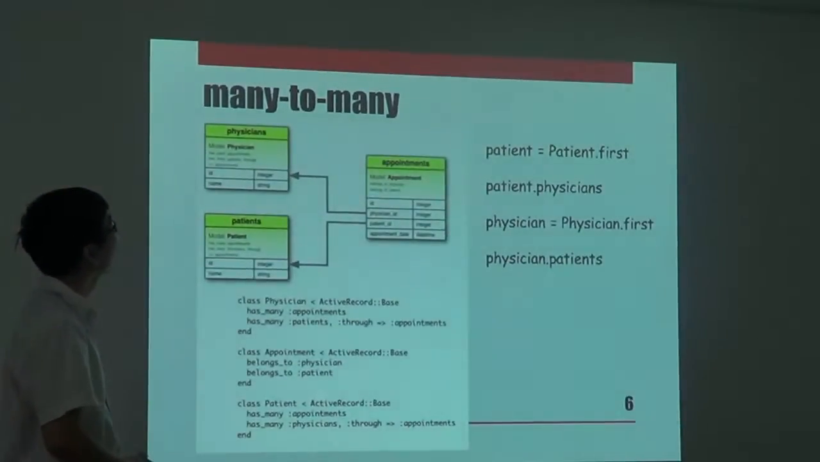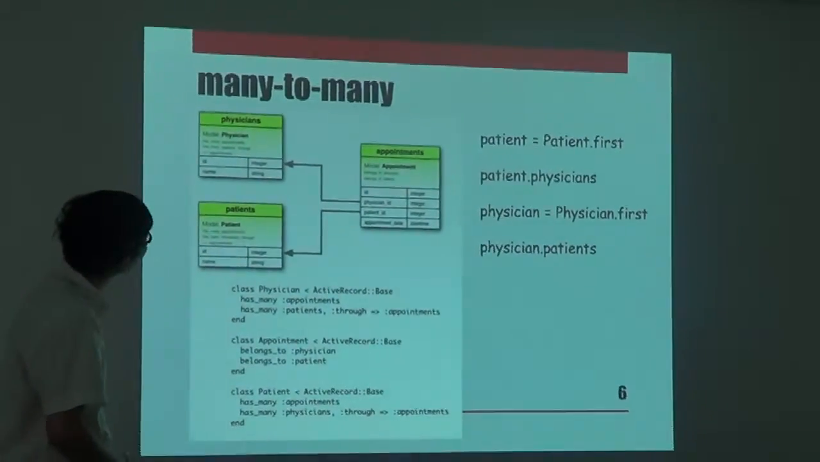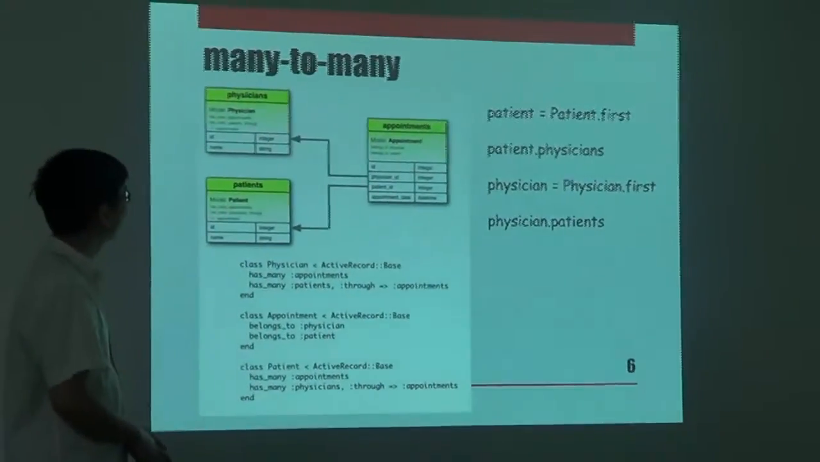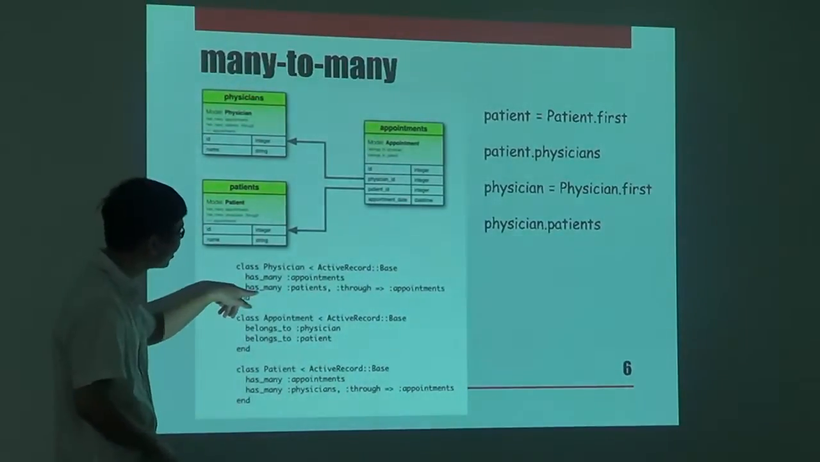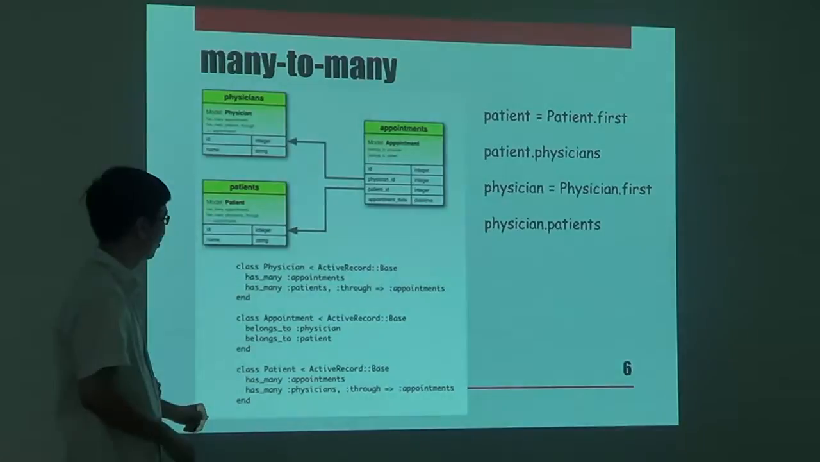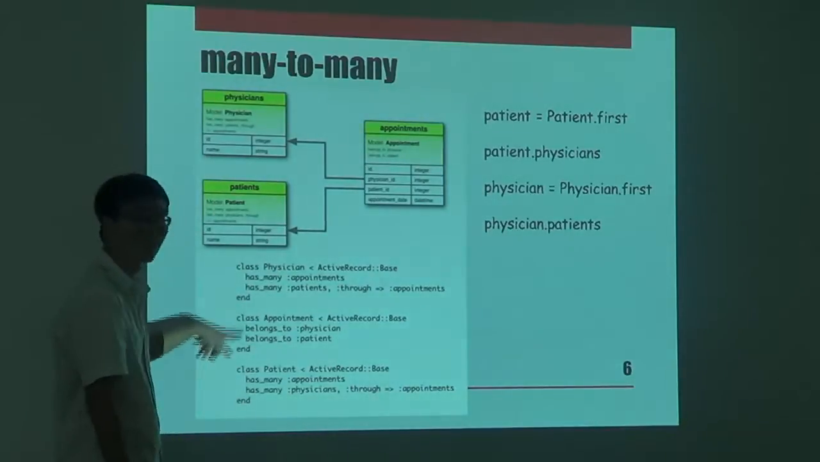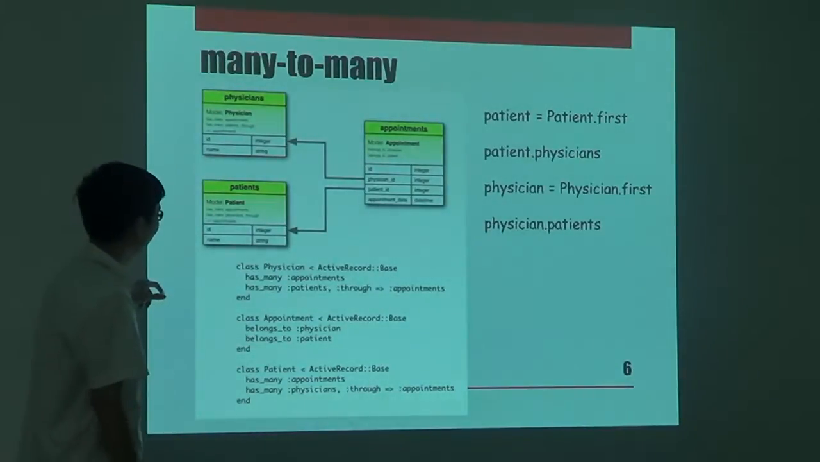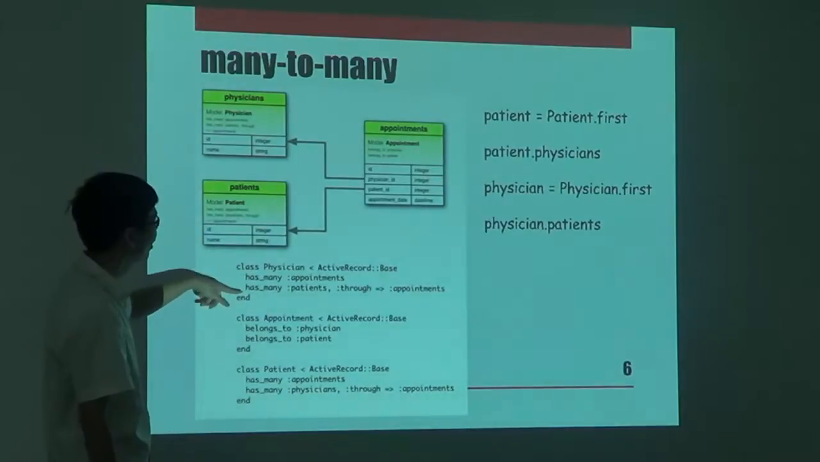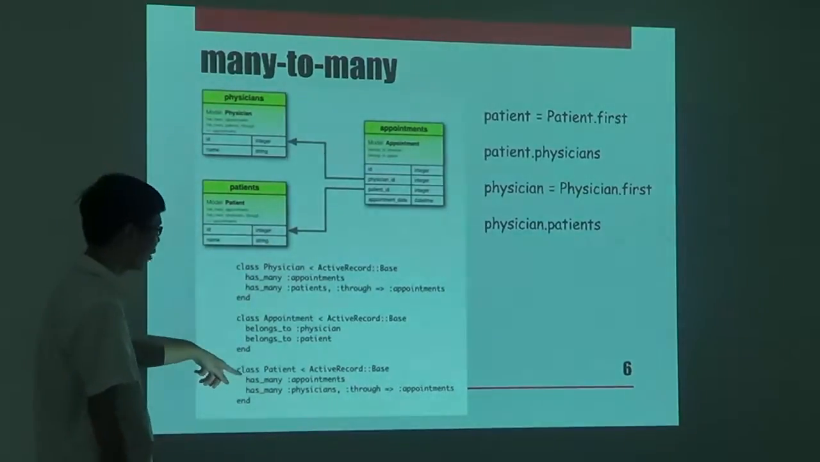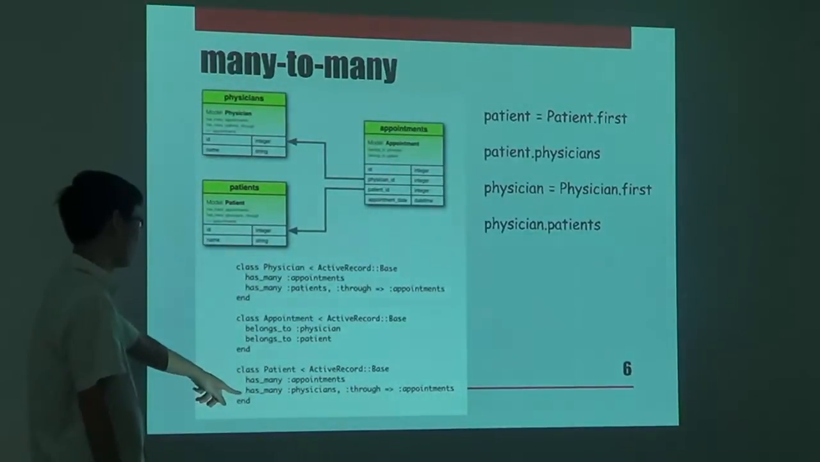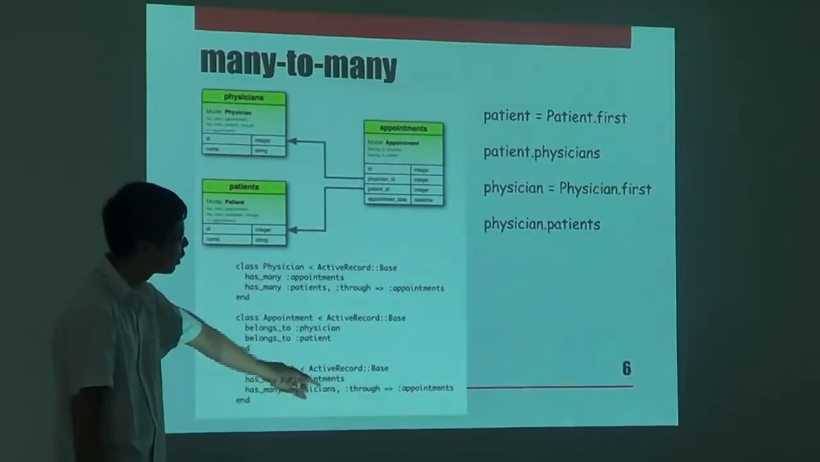And how to define this relationship in Ruby on Rails? We can use something like has many through. Do you see this? Yes. Okay. So you can define in a physician a sentence like a physician has many patients through appointments table, and in the patient table you define like has many physicians through appointments.